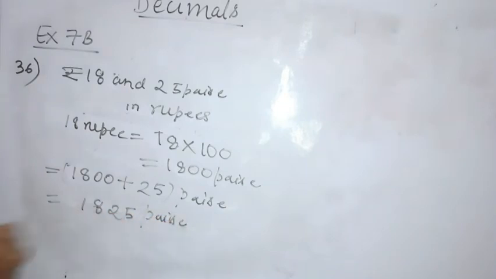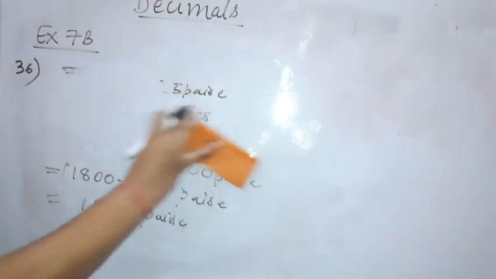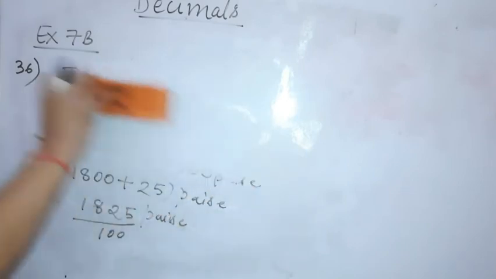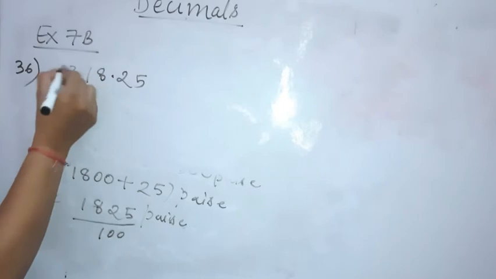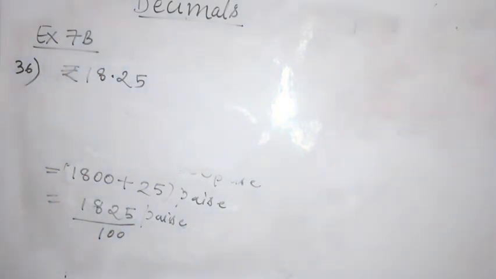So in order to convert this into rupees, we have to divide it by which number? We have to divide it by 100. Since 100 is having how many zeros in the denominator? 2 zeros. So we have to place the decimal point before 2 digits. Okay. So it will be 18.25. Rupees 18.25. Now in the same way I am going to solve the next option, that is option number 2.